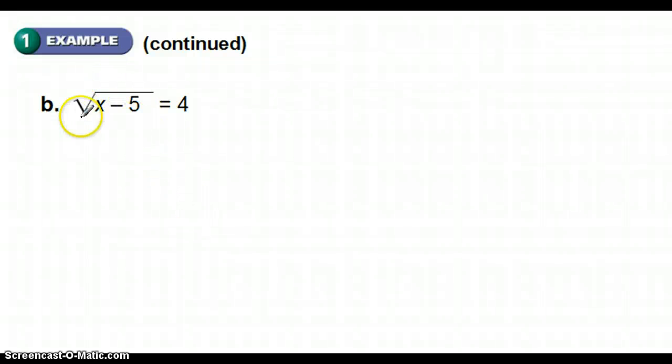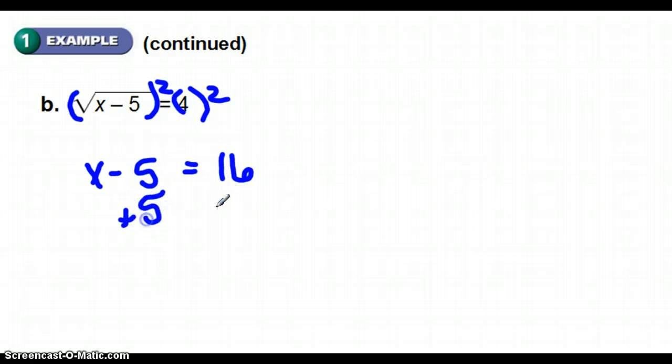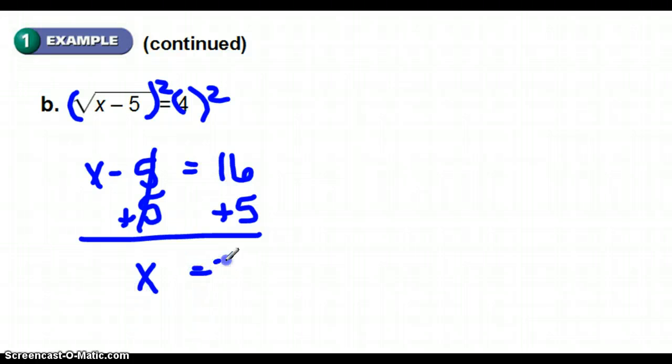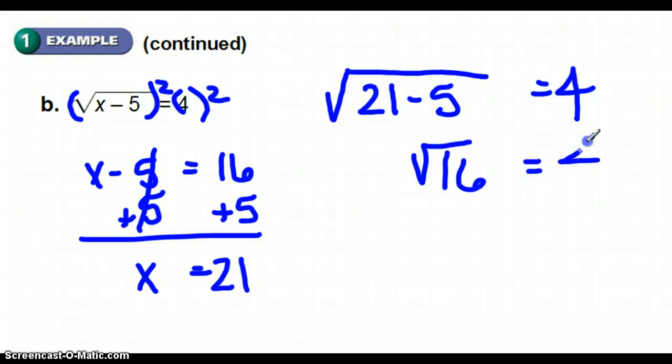Okay, last one. On this one, I have my square root all by itself already, so I'm going to square both sides. Then this is just x minus 5, and this would be 16. Add 5, and I should be able to plug it back in. So 21 minus 5 is 16, and the square root of 16 does equal 4, so it checks out.